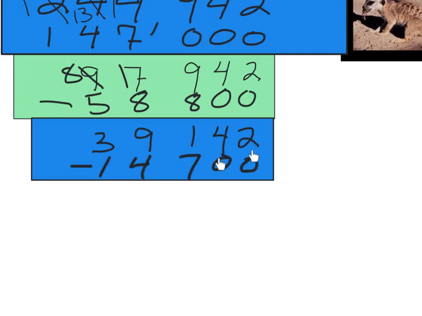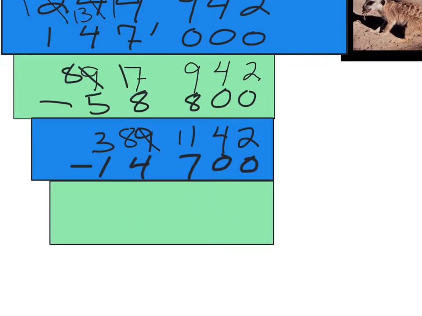I've got none in these two columns. I do have trouble coming here, so I'm going to borrow from the 9 and turn that 9 into an 8. And then I've got to put a 1 right here for 11. And then I have no more trouble coming, no trouble, and none at all. So I'm going to add another area box.